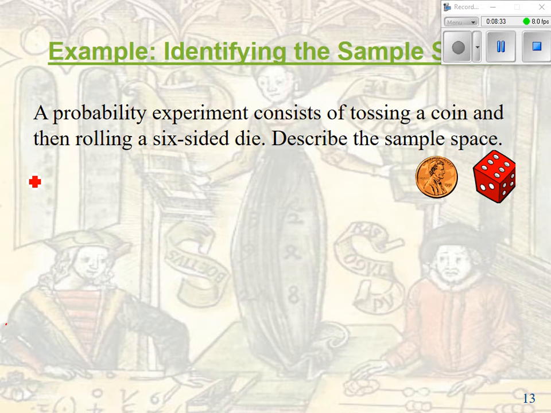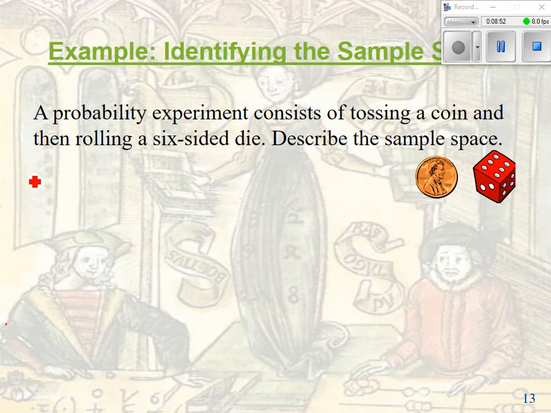Identifying sample space. A probability experiment consists of tossing a coin and then rolling a 6-sided die. So we're going to make a tree diagram so that we can see this. And again, you don't always have to make a tree diagram. It's just one of the ways that makes it sort of easy to make sure you don't miss anything.